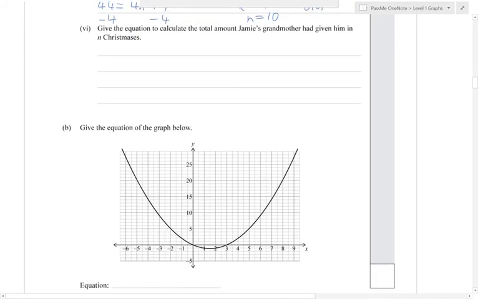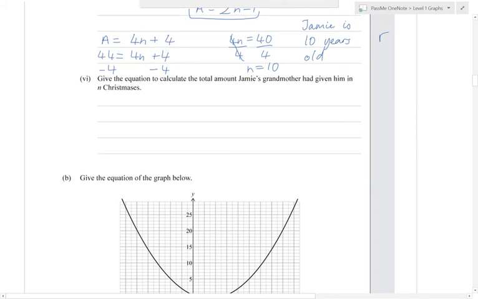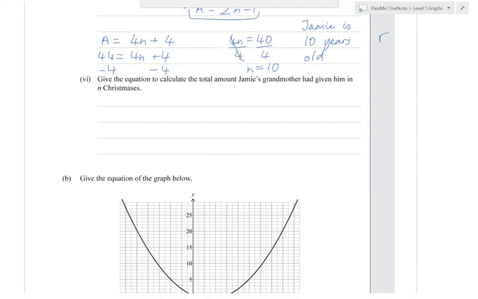Alright, this next question here, give the equation to calculate the total amount Jamie's grandmother had given him in n Christmases. So here it's really asking us what the totals add up to. So after one Christmas he gets $7. After 2 Christmases he gets 7 plus 9, which is going to be 16. After 3 Christmases he's going to get 16 plus 11, which is 27, and so on it goes.